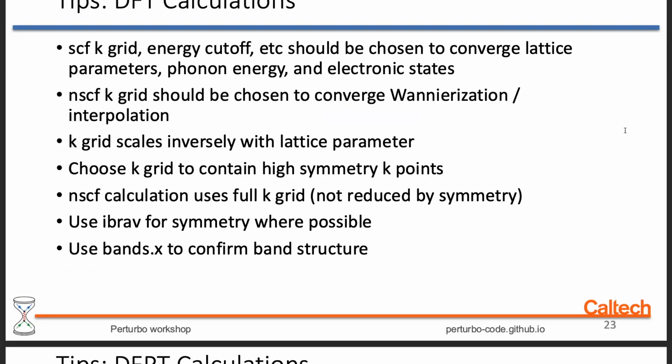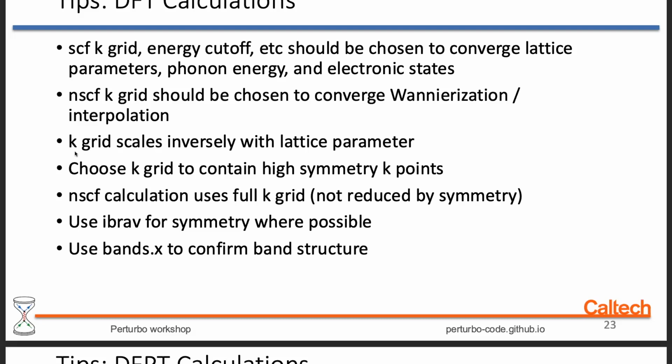For the NSCF k-grid, it doesn't have to be the same as the SCF, and this should be chosen to converge the Wannierization and the interpolation of the electron quantities. So both the interpolation of bands and the interpolation of the electronic part of the electron-phonon coupling are going to depend on how dense the NSCF k-grid is, because that determines how long range interactions you have in real space. And so that's what you should be looking into to converge that.